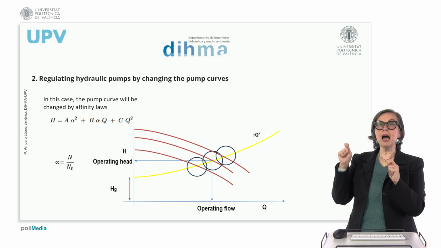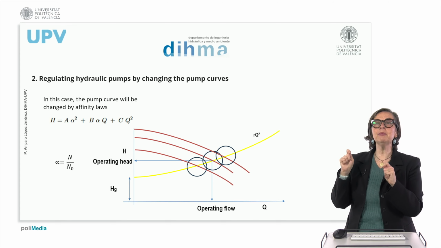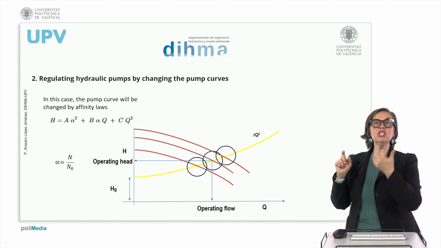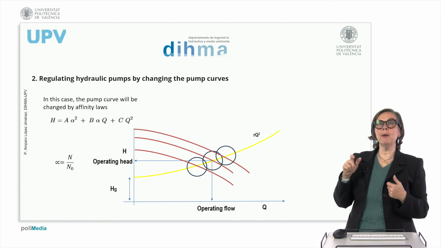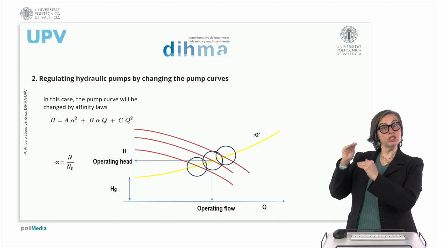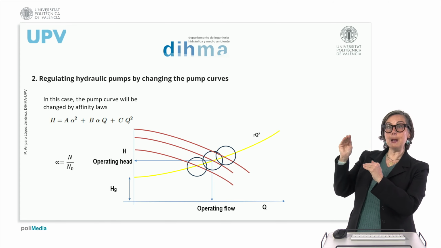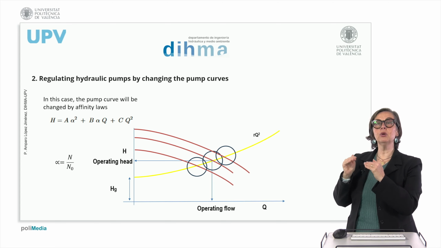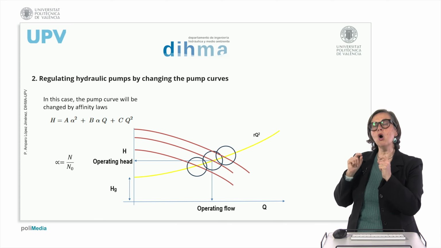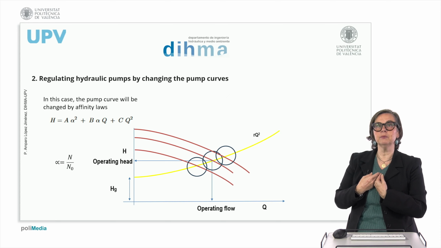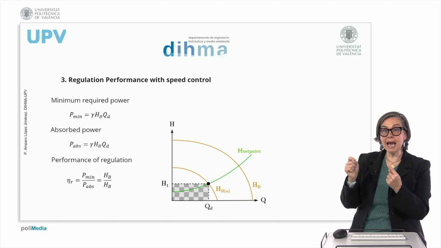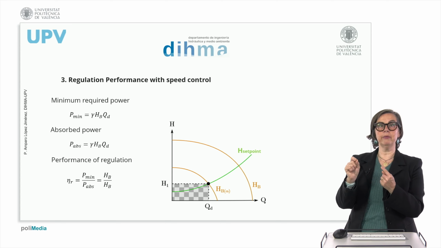If we consider alpha to be the relationship between the velocity and the nominal velocity, we will be changing the curve of the pump with the expression of this head. So what do we do? We change the curve of the pump to adapt, without moving the resistance curve, to the operating point that we design. When we do this, we can absolutely adapt to the set point curve.